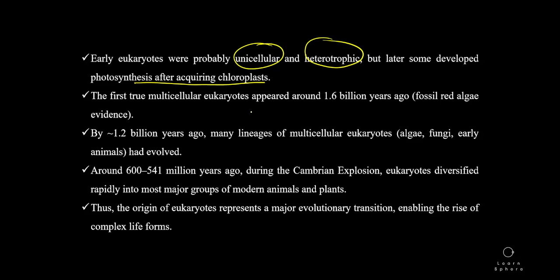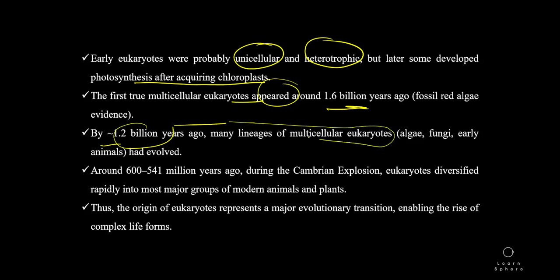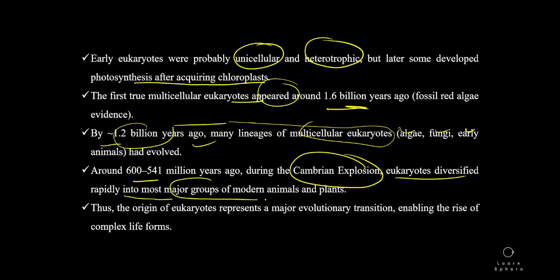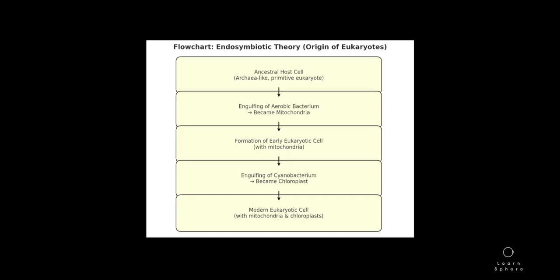The first multicellular eukaryotes appeared 1.6 billion years ago. By 1.2 billion years ago, many lineages of multicellular organisms like algae, fungi and early animals had evolved. Around 600 to 541 million years ago, during the Cambrian explosion, eukaryotes diversified rapidly into most major groups of modern animals and plants. Thus, the origin of eukaryotes represents a major evolutionary transition, enabling the rise of complex life forms. So this is the flowchart of the endosymbiotic theory. You can draw it or you can remember it.